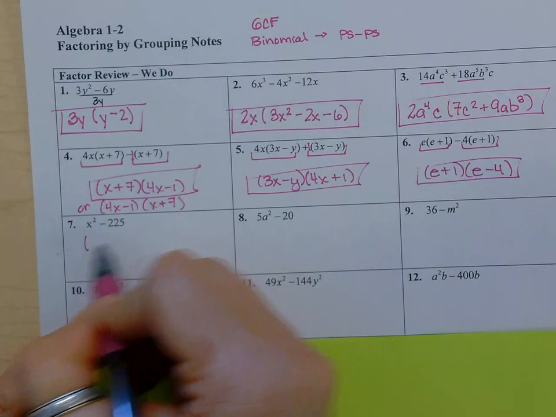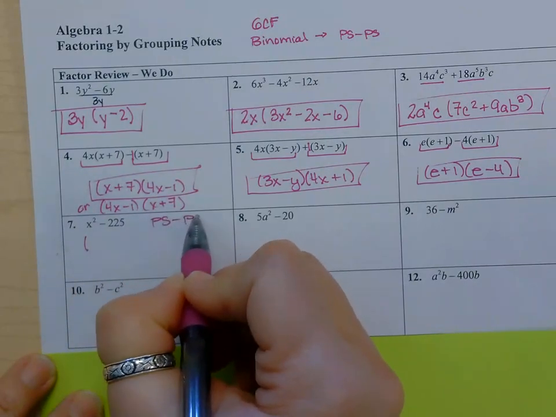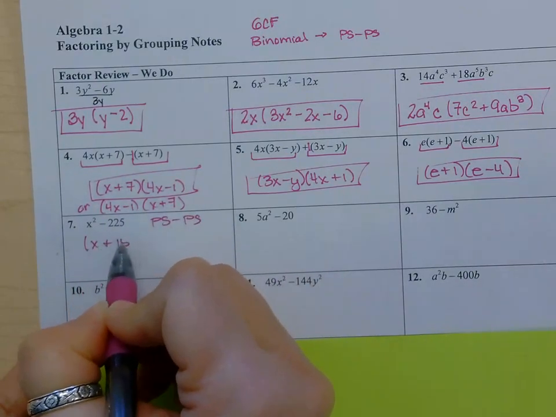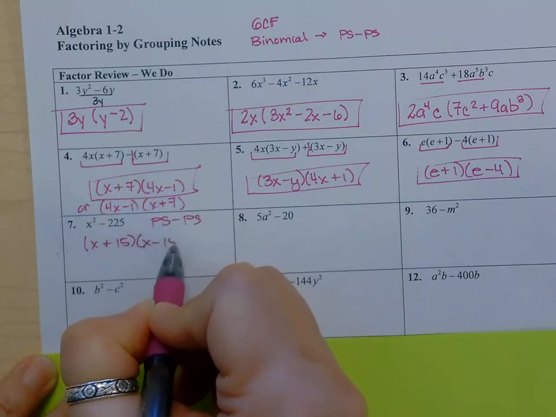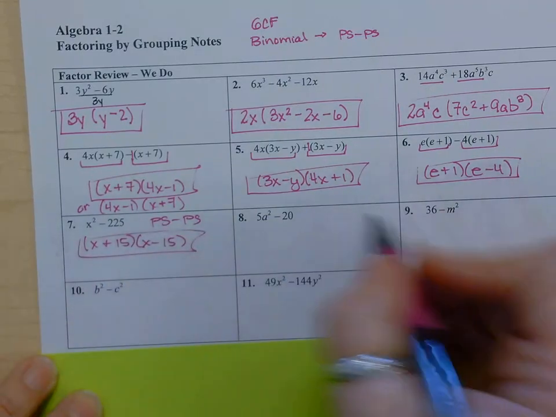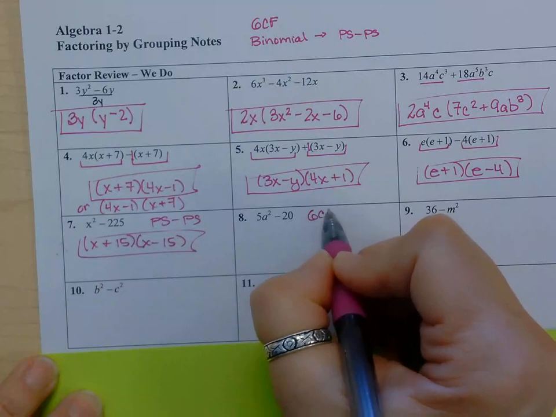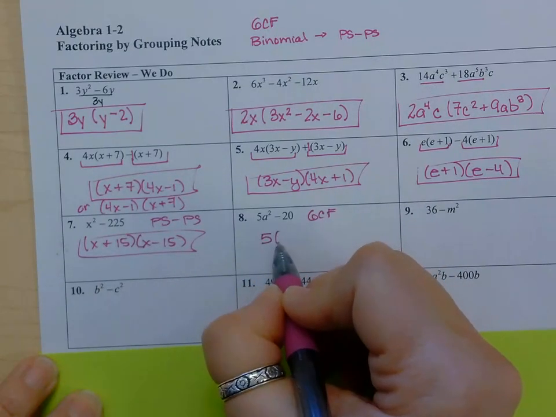This does not have a GCF. This fits the pattern of a perfect square minus a perfect square. It factors to x plus 15, x minus 15. This does have a GCF. It's a GCF of 5.